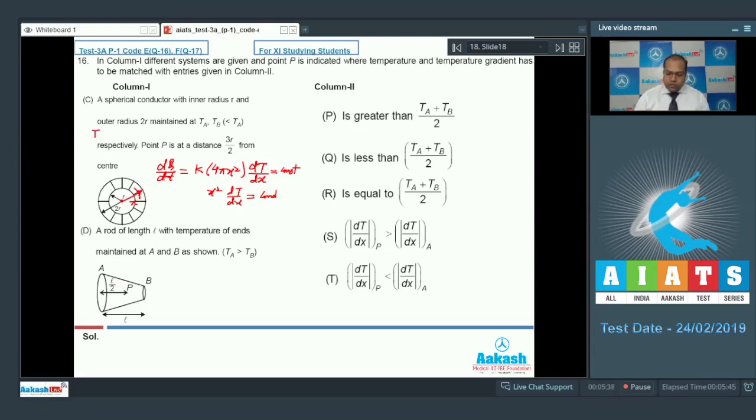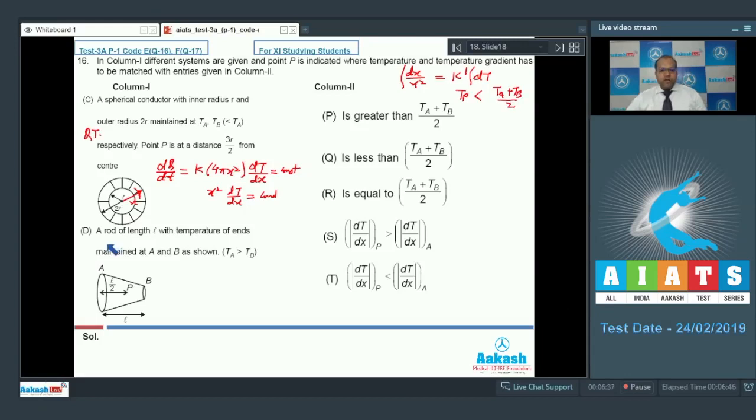And in order to find out the temperature at point P, I can write this equation as dx upon x square is equal to some constant, let k dash, into dT. So if I integrate this equation for two cases, first from R to 2R with the temperature limit TA to TB, and in the second case from R to x with the temperature limit from TA to TP, then I can find out the value of TP, and in this case also the value of TP comes out to be less than (TA plus TB) by 2. So the correct matching will be Q and T.